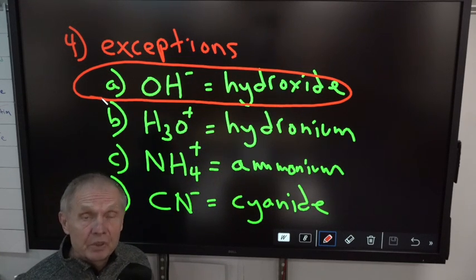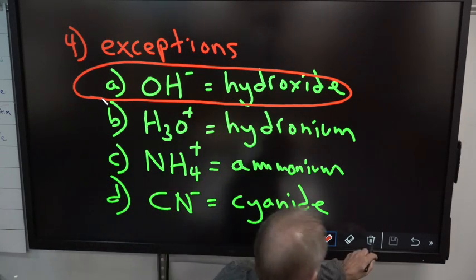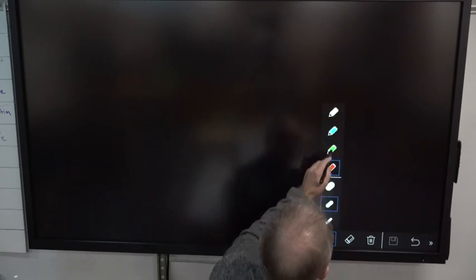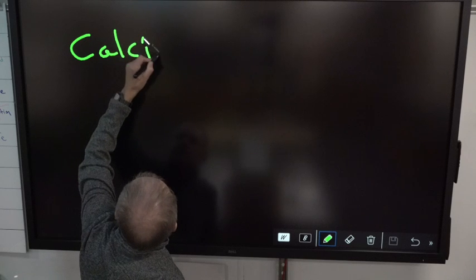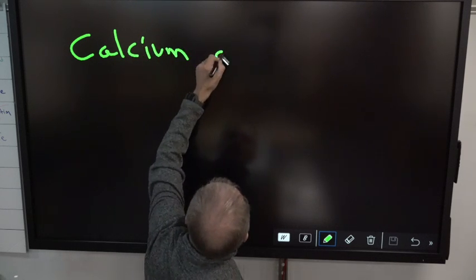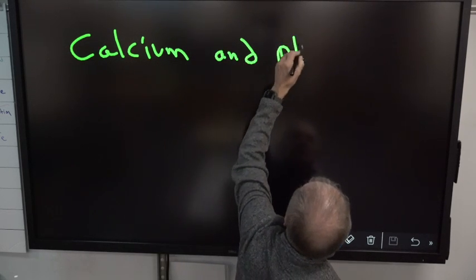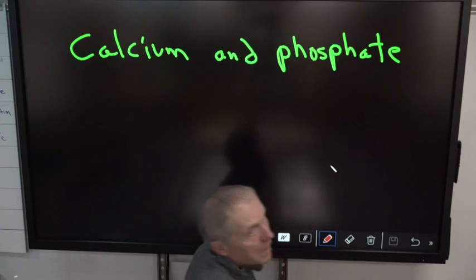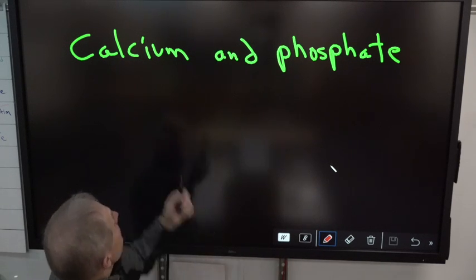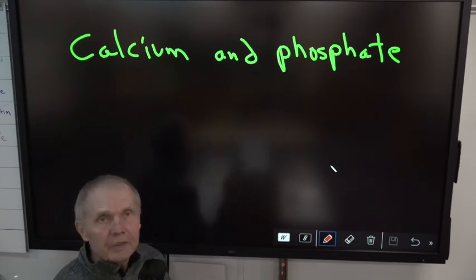And it's real easy to put together a metal plus a polyatomic ion. You just name them both. So here we go. So let's put together calcium and phosphate. Now, when I put together these two things, you know calcium, it's in group 2. It only has one charge, which is a +2. So you don't need a Roman numeral.